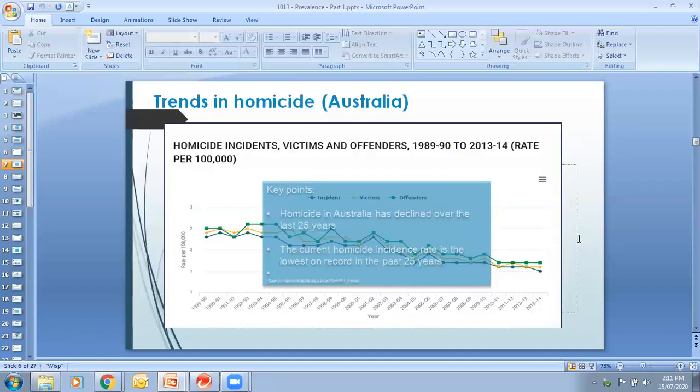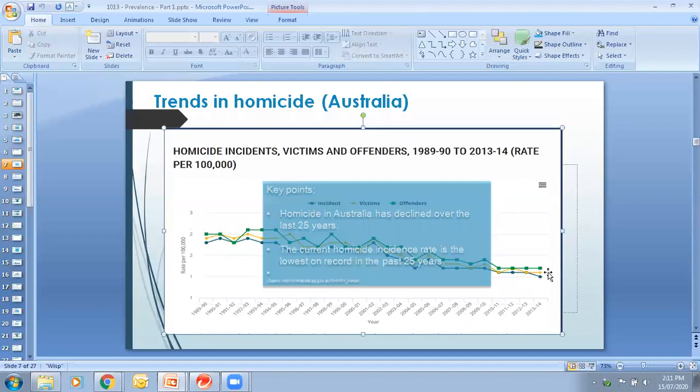So again, we're looking at this over the years. We've got on the y-axis here the rate per 100,000. Homicide in Australia has declined over the last 25 years, and it's currently the lowest on record. So we've got the incidents, the victims and the offenders, and it's all very low. It's around 1 to 1.5 per 100,000. Very, very low.